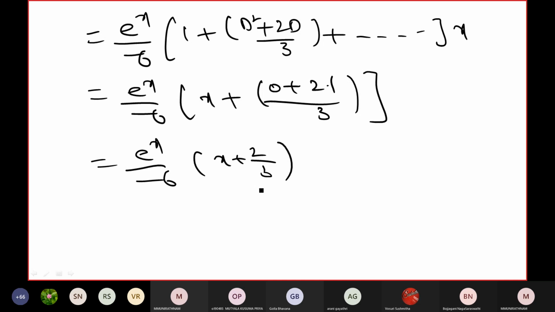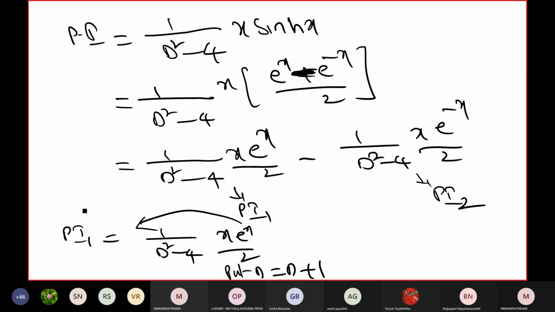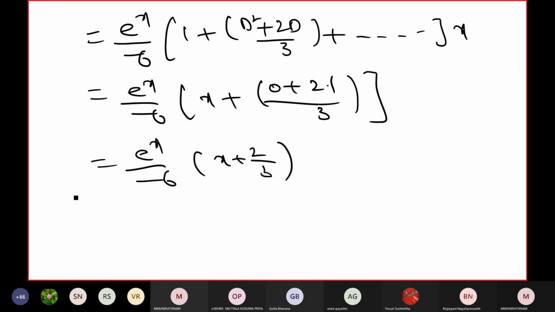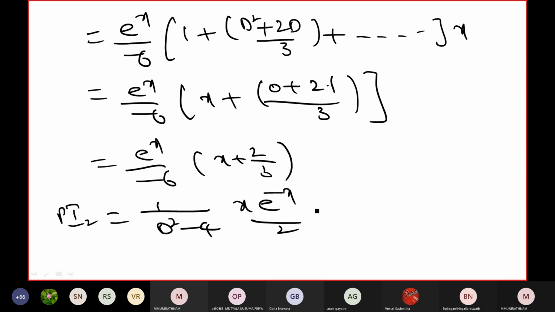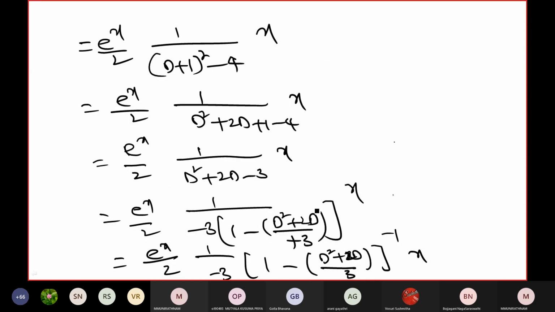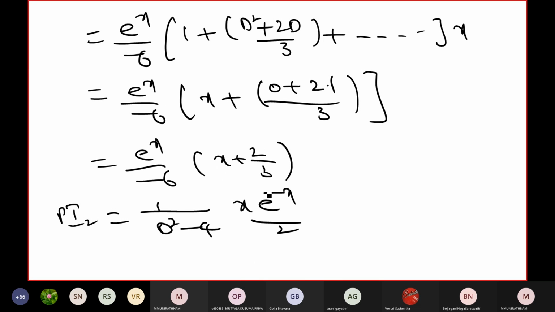Okay, now next we go for Pi2. Pi2 is 1 by d square minus 4, x e power minus x by 2. Here also, to move e power minus x to the front, we replace d by d minus 1.